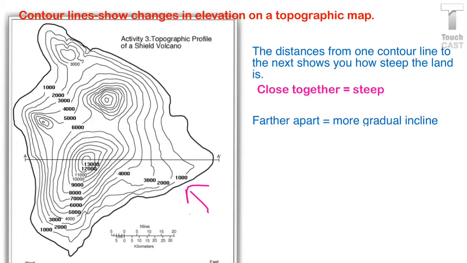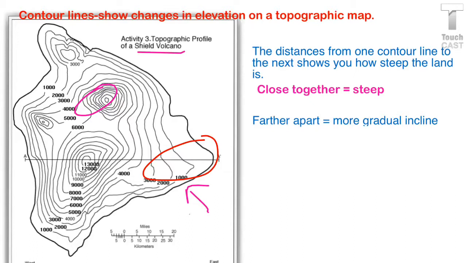When they're close together like we have up here, that means that it's really steep, and since this is a map of a shield volcano, you'd expect that that's probably the rising area of a volcano. But then, if they're farther apart like these right here, this is just a more gradual incline, so it is increasing in elevation, but at a much slower rate.